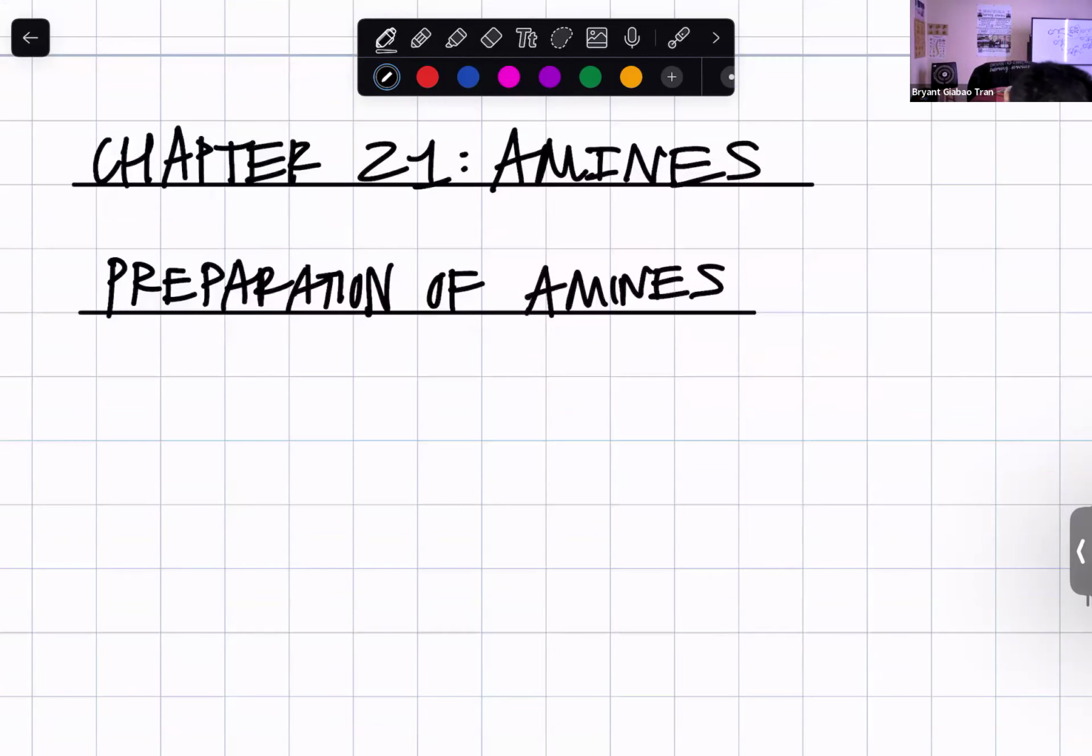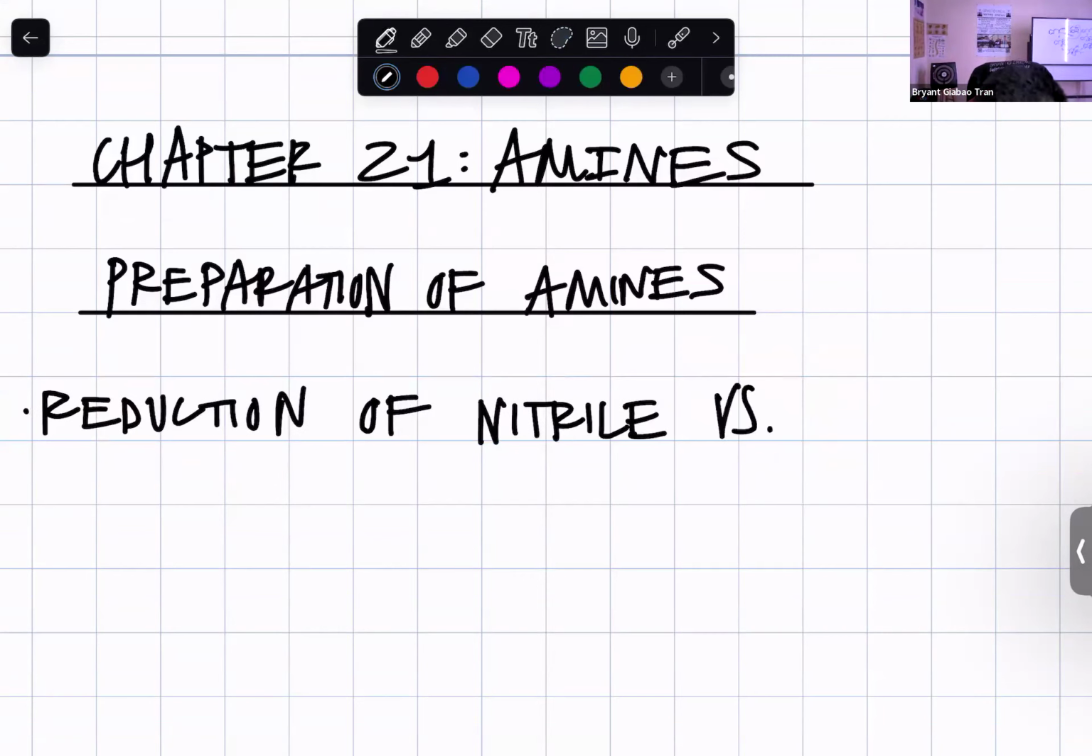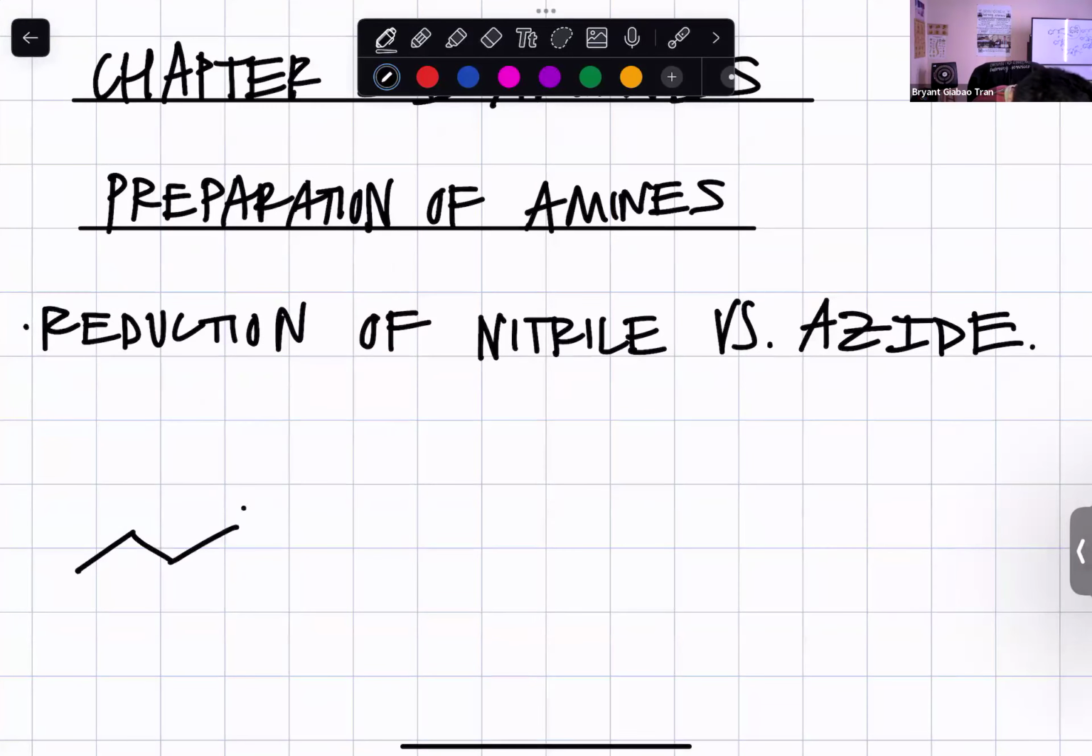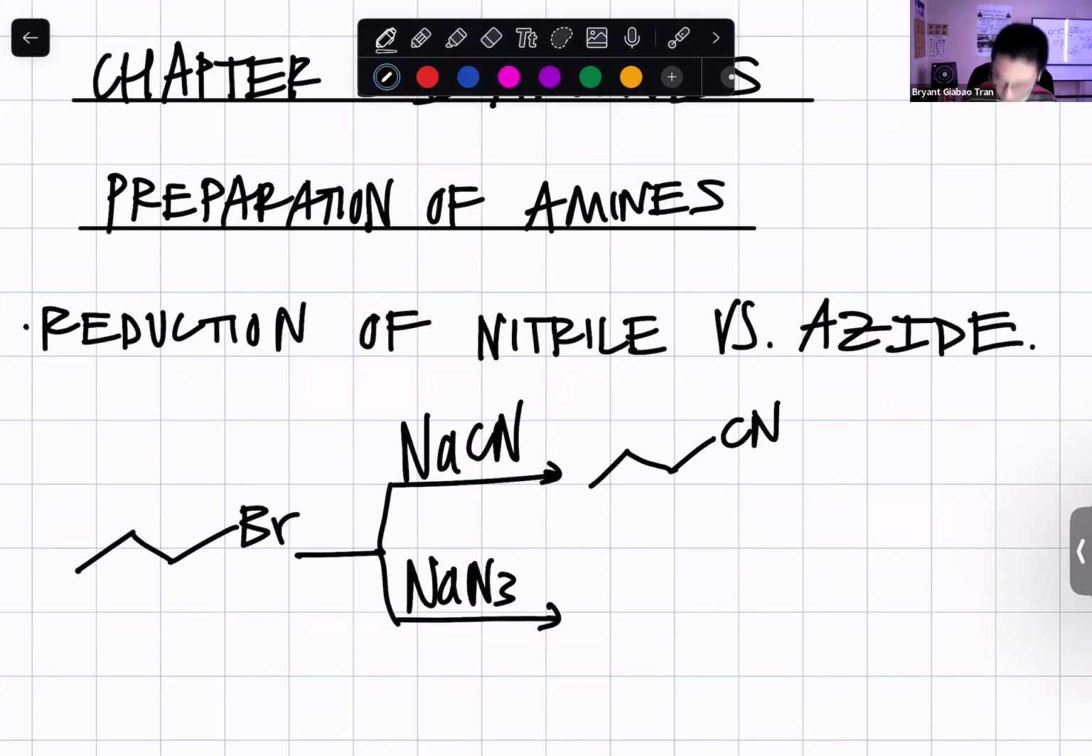So there are a few ways that you already know how to do this, which is going to be the reduction of nitrile, right? And then I'm going to compare that to the reduction of azide. Let's say that we have this primary haloalkane and we react it with NaCN versus NaN3. The NaCN is going to do an SN2 reaction, substituting the bromine with a nitrile, CN. The NaN3 is going to substitute the bromine with the azide, N3.